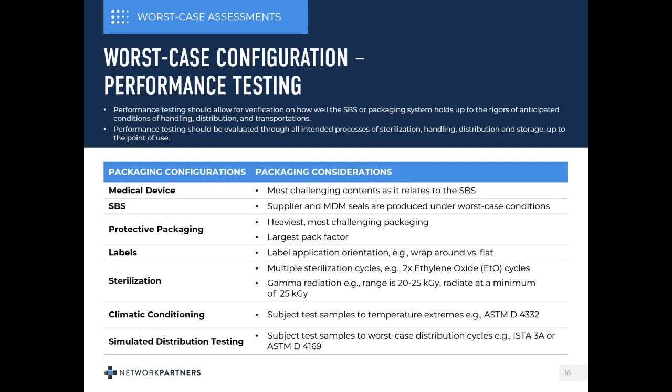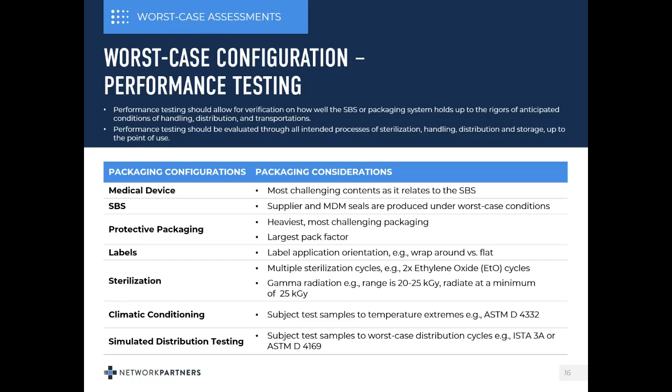The other one, let's take gamma radiation. I used to do gamma radiation back in the day. If you have your range of 20 to 25 kilograys, what you would say is for your worst case, you would irradiate at a minimum of the higher end. So you'd irradiate at a minimum of 25 kilograys. That would be considered worst case.